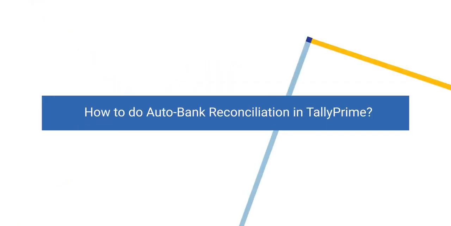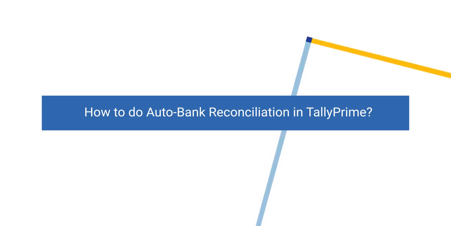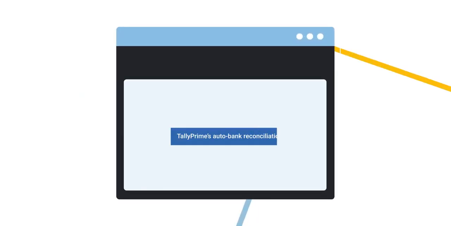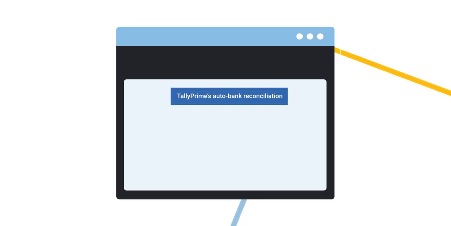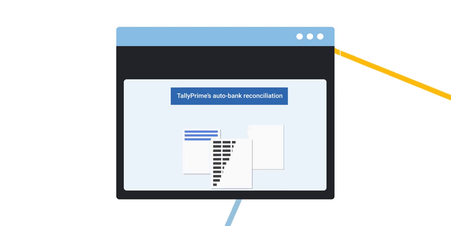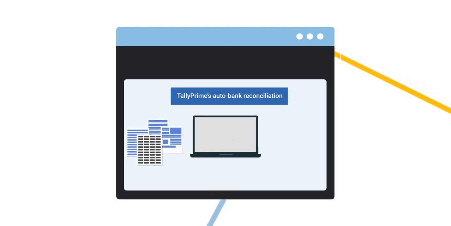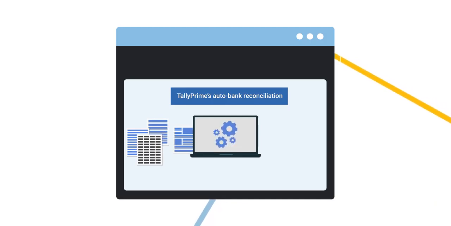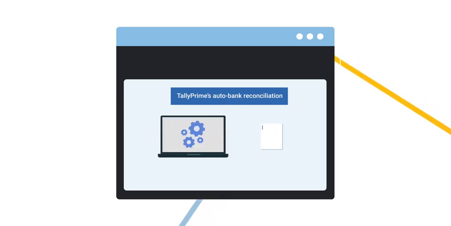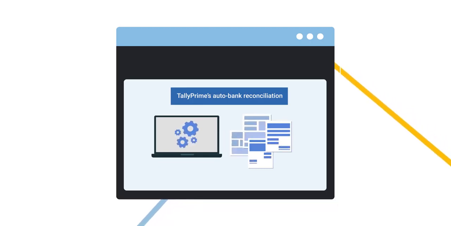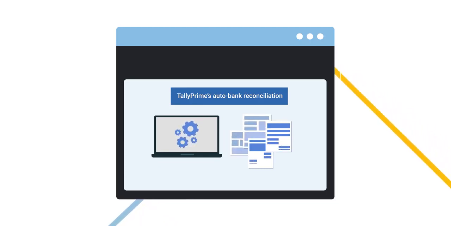In this session, we'll learn how to do auto bank reconciliation in Tally Prime. With Tally Prime's auto bank reconciliation, reconciling bank statements with a long list of transactions is no more a stressful activity. All you need to do is just import the statement you have downloaded from the bank and reconciliation will happen automatically. Let's start by enabling auto bank reconciliation.